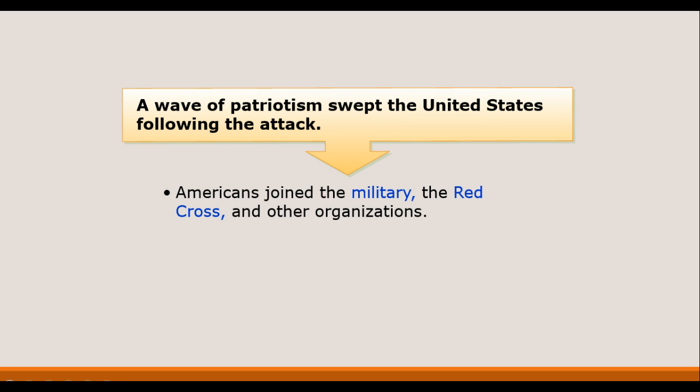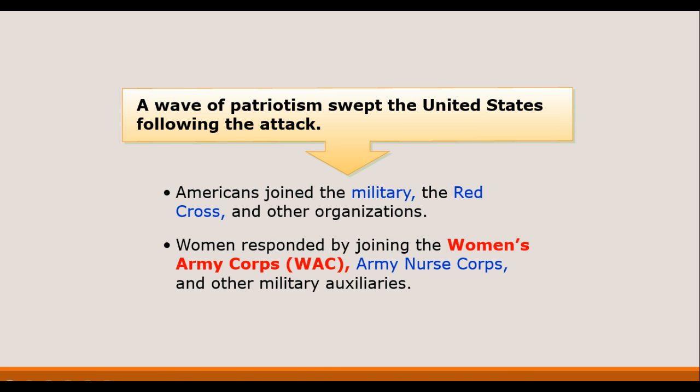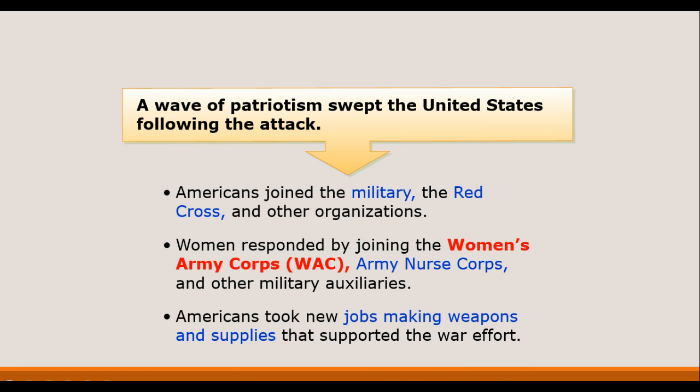We have this huge wave of patriotism. I mean, imagine we get sucker punched, kind of 9/11-ish, where people just start jumping into the military. You have Americans joining the military, the Red Cross and other organizations. You have them rearing to fight. You have the Women's Army Corps, the Army Nurse Corps, all these auxiliaries. You have Americans taking new jobs, making weapons and supplies to support the war effort. And this is officially where the Great Depression ends.